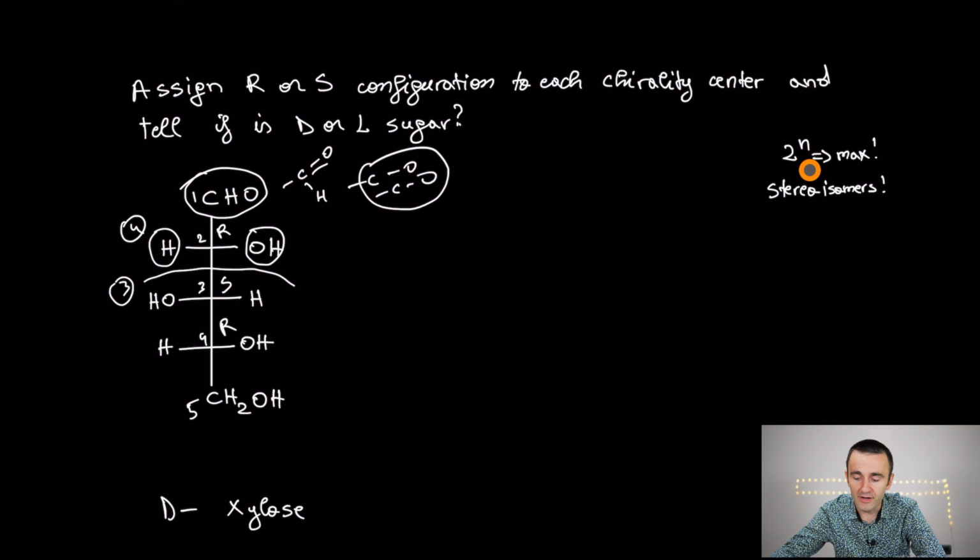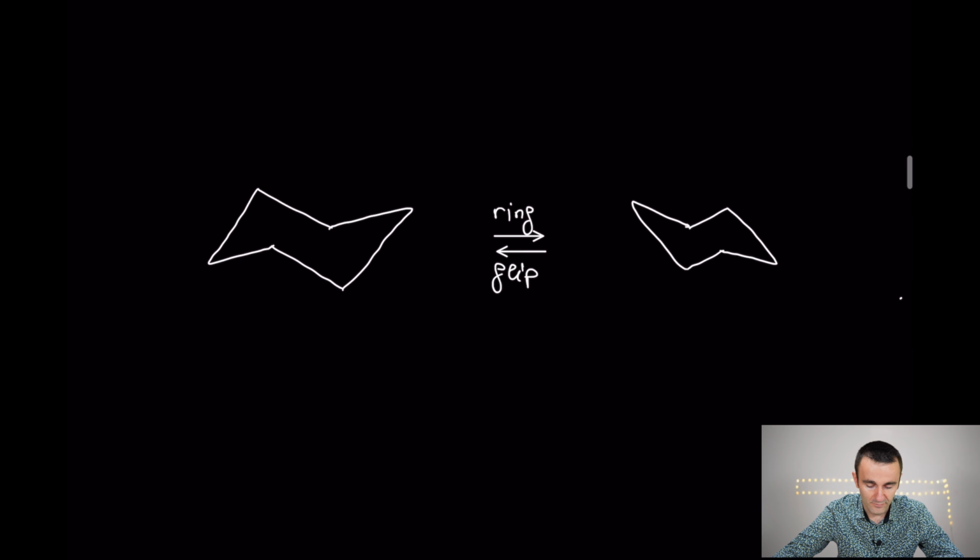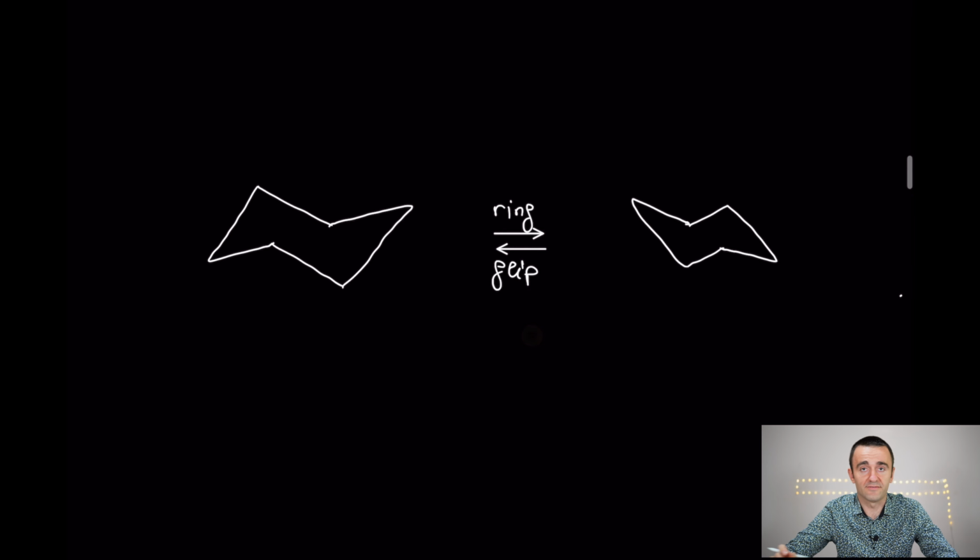In terms of stereoisomers, there is a simple formula that we have learned in this video: 2 to the power n equals the maximum number of stereoisomers, where n is the number of chiral centers. We have 1, 2, 3 chiral centers. 2 to the power 3 means a maximum of 8 possible stereoisomers. Right? But we are not going to draw that. Look at this video if you want to know how to draw all stereoisomers. Let's move further.